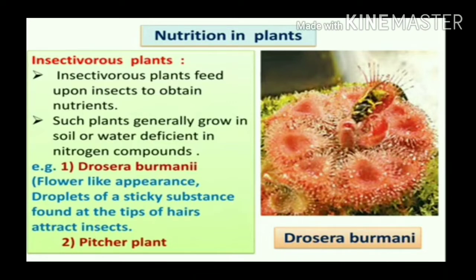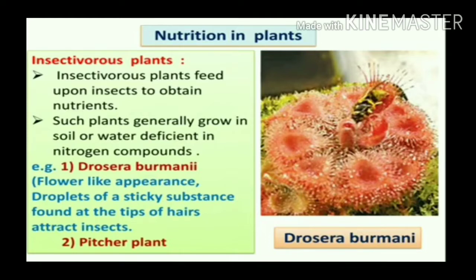Insectivorous plants feed upon insects to obtain nutrients. Such plants generally grow in soil or water deficient in nitrogen compounds. Examples are Drosera burmani. Flower-like appearance, droplets of sticky substance found at the tips of hairs attract insects.